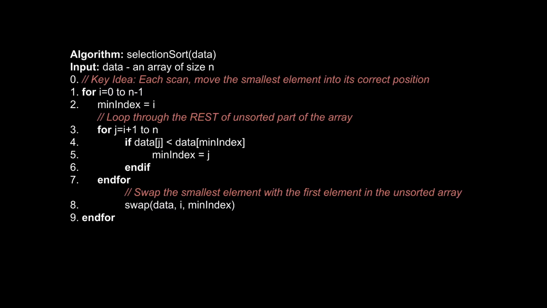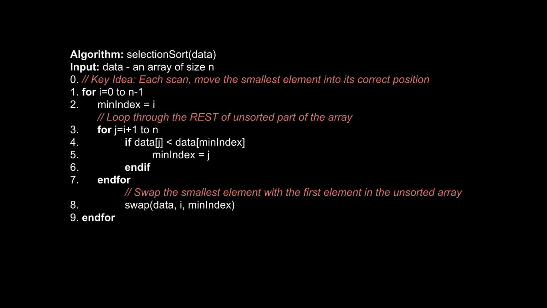And then we create an inner for loop to scan through the rest of the unsorted part of the array. As it iterates over each element, it checks whether the current element it's looking at is smaller than the element we currently have stored in min-index. And if it is, we simply update the min-index variable with the index of the new smallest element. Once the inner for loop has completed and all of the unsorted elements have been checked, we know that the index of the smallest element is stored in the min-index variable.